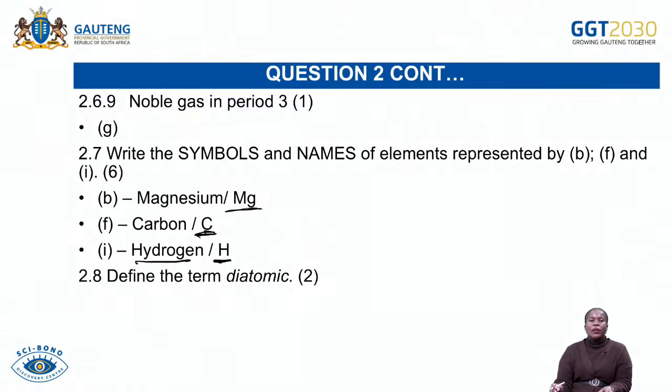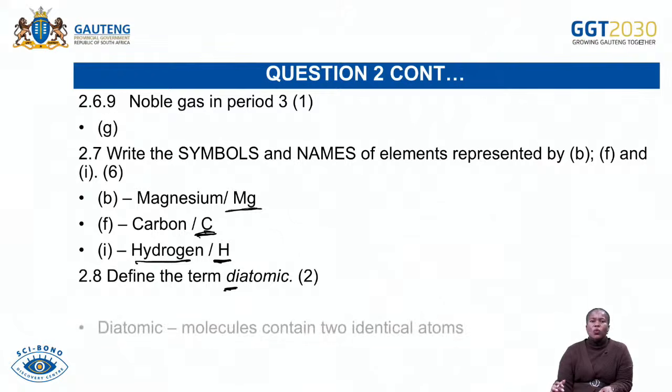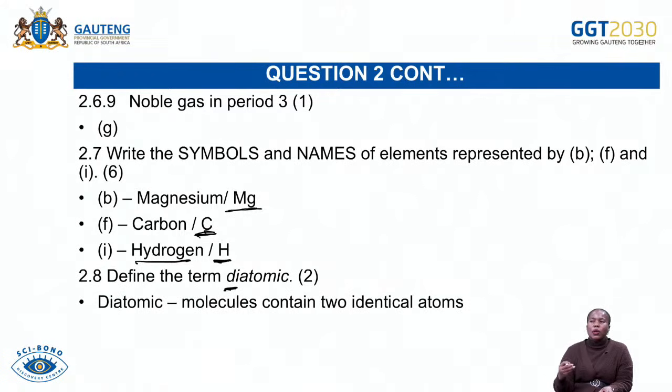Then 2.8, define the term diatomic. Di, what did we say it means? We said it means 2, right? So what does diatomic mean? Molecules that contain 2 of the identical atoms.